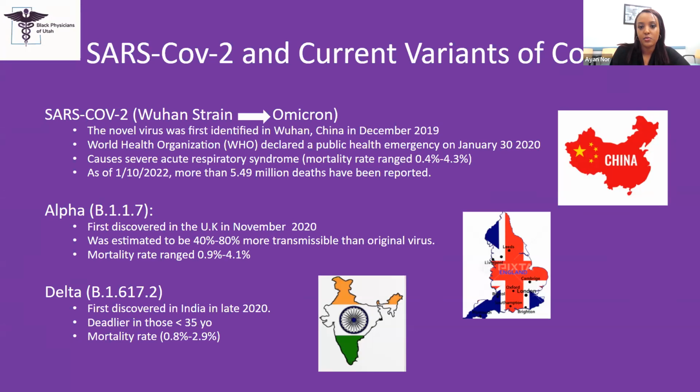That strain is obviously the one that had the highest mortality rate. It was typically people who were older, people with comorbidities like cancer, kidney disease, diabetes, and people with autoimmune issues. They were at high risk. And the 0.4% is mostly people who were healthier. And as of January 10th of this year, more than 5.5 million deaths have been reported.